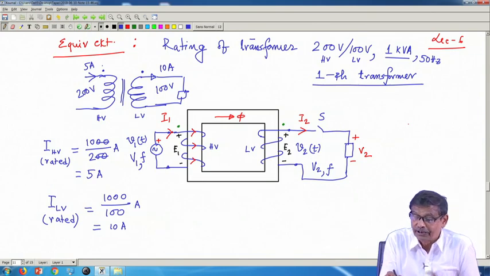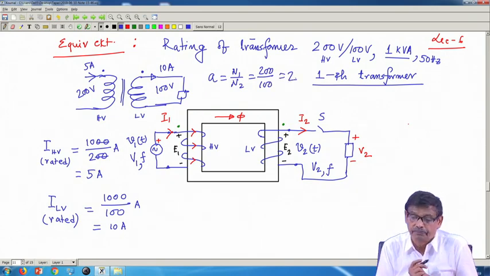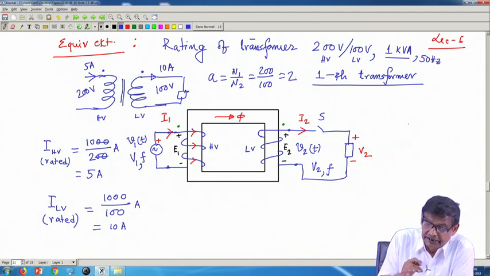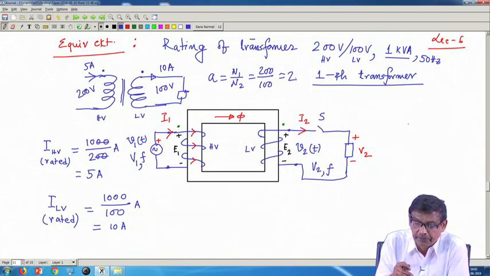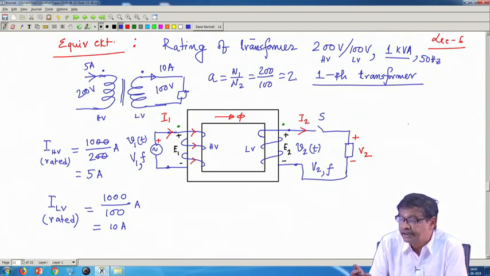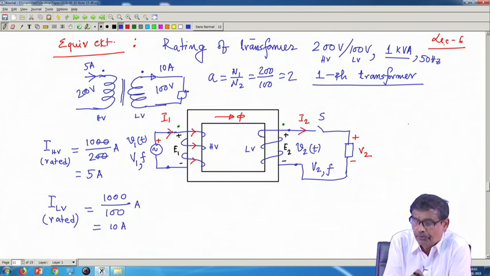If 10 ampere goes, what is the value of a? a is N1 by N2, which is equal to V1 by V2, which is equal to 2. Is it not? That is all. Therefore, the current ratings of the HV and LV windings are indirectly given in terms of kVA and voltages. You have to do a little bit of calculation here to know exactly what the rated current is.